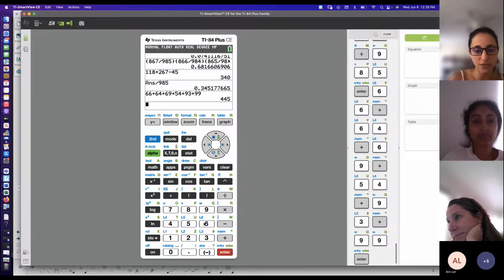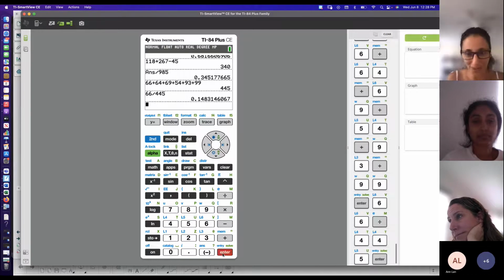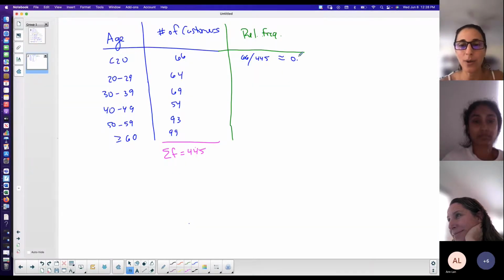66 out of the total 445. I'm finding the relative frequency for that particular class, if you remember the terms from back in the day when we did the frequency table. 0.1483, approximately 0.1483. Check my numbers. This is the relative frequency, also known as the proportion of customers that were less than 20.